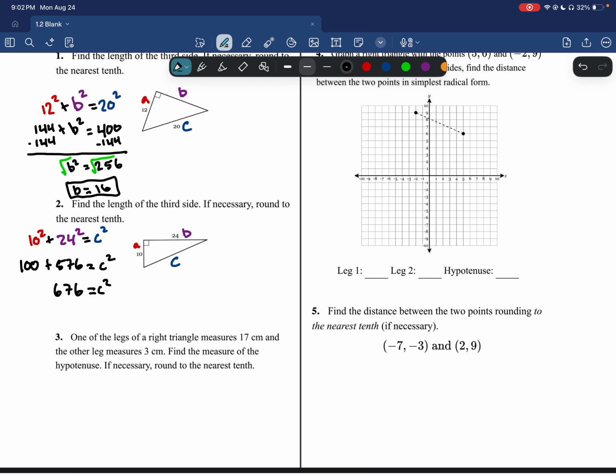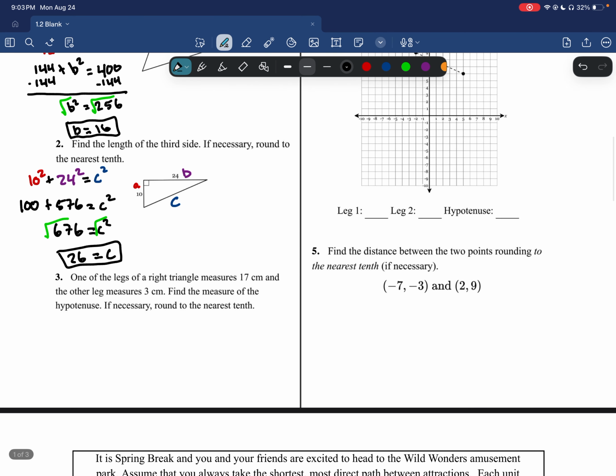And then I need to get C all by itself, so I've got to get rid of this square. So I'm going to square root both sides. Okay, when I take the square root of both sides, I can type it in my calculator, see if it's going to give me a nice number. And it does. It gives me 26. So 26 is equal to C. So this side length is 26.